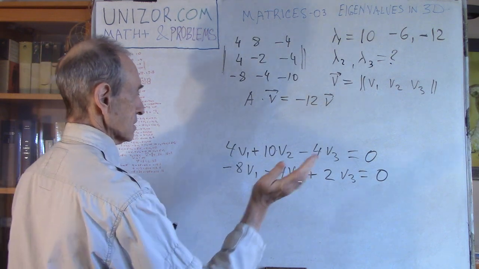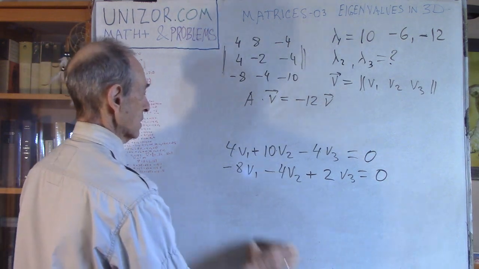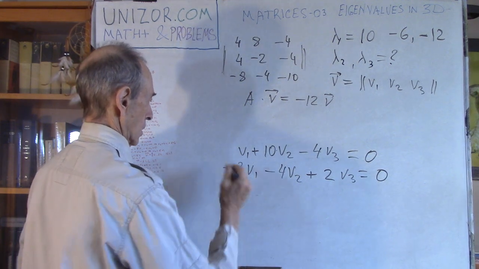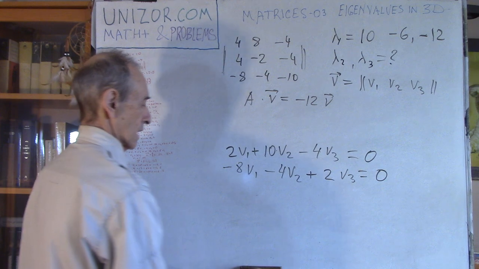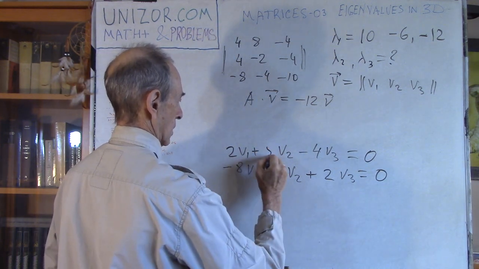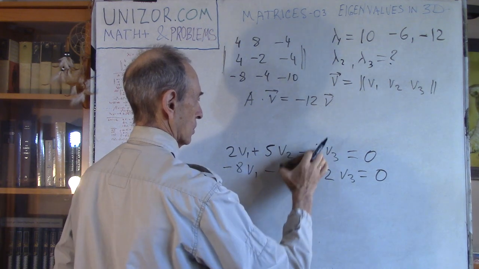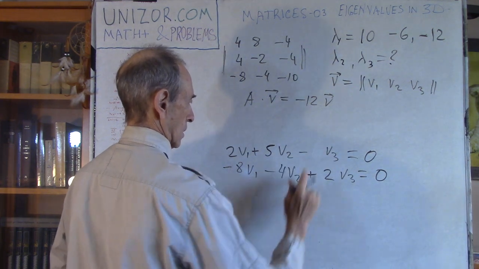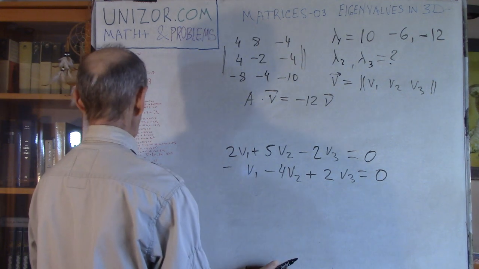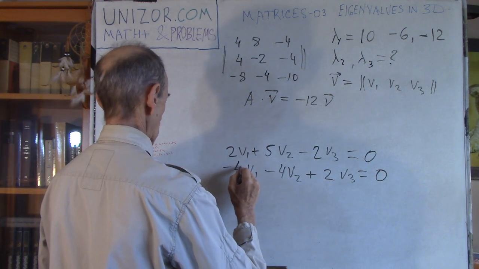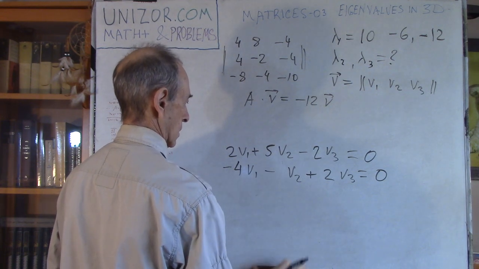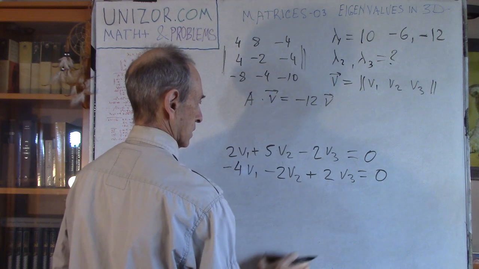First of all, let's just divide everything by 2, that's easier. So that would be 2, that would be 5, and that would be 2. That would be 4, minus 4. That would be minus 2. And that would be 1.